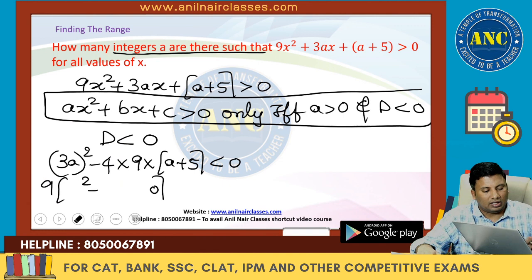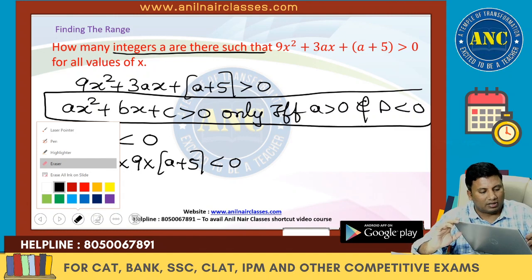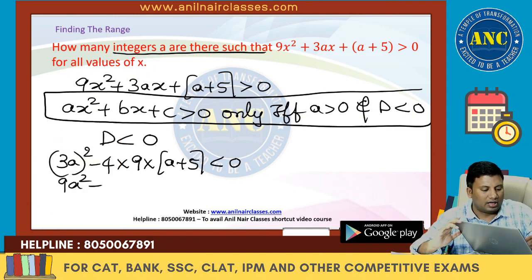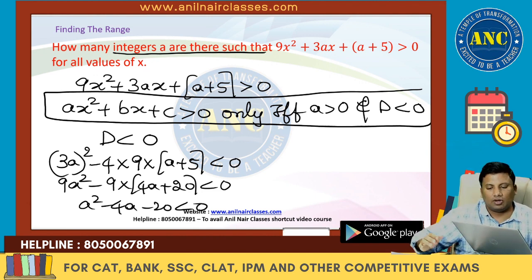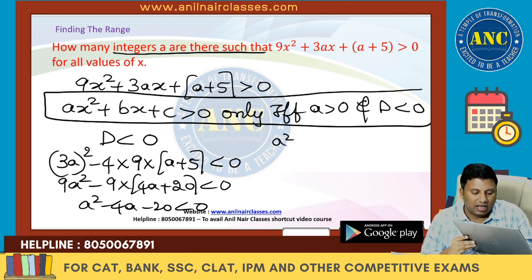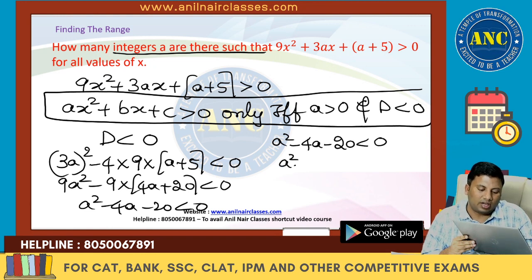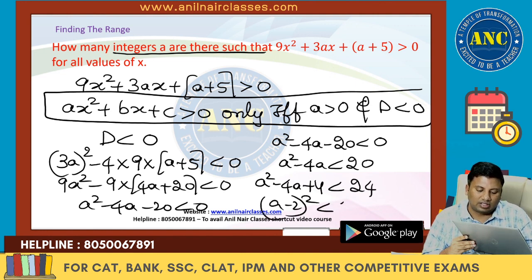This is nothing but 3a square minus 4 into 9 into... So, this is nothing but 9a square minus 9 into 4a plus 20 less than 0. A square minus 4a minus 20 less than 0. Whatever the values that you will get, a square minus 4a minus 20 less than 0, a square minus 4a less than 20, a square minus 4a plus 4 less than 24, a minus 2 square less than 24.